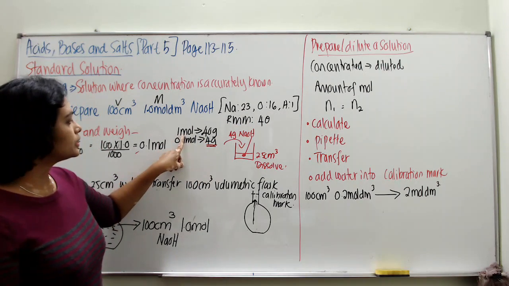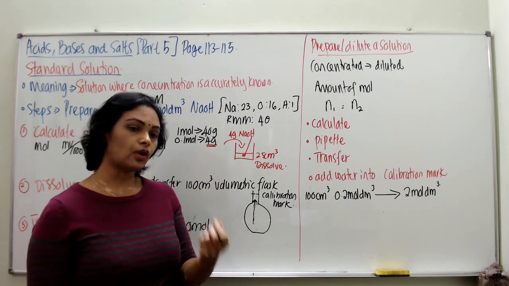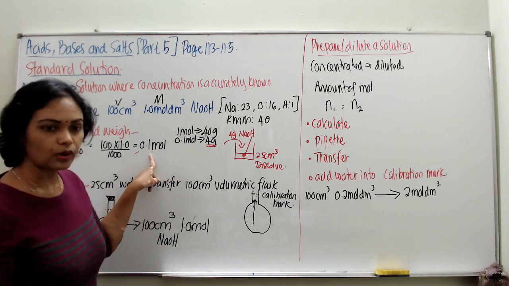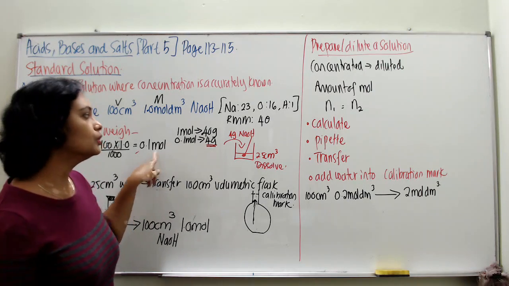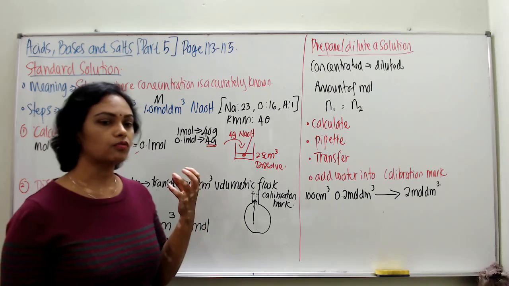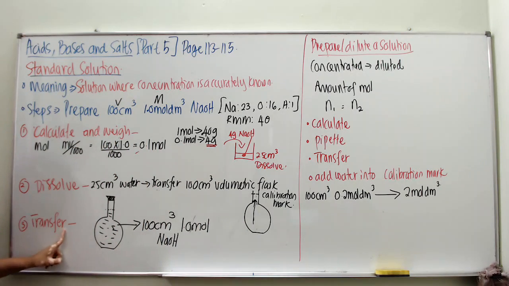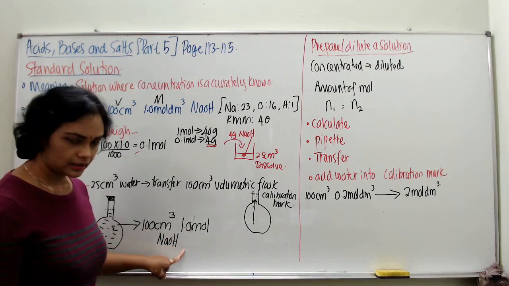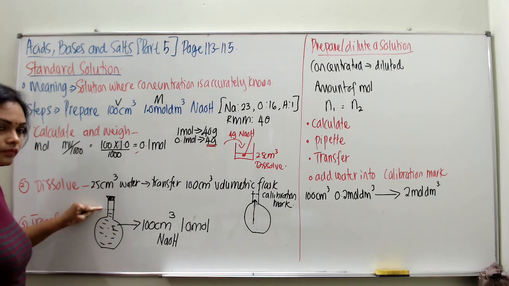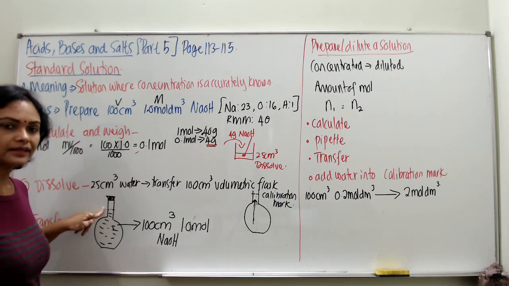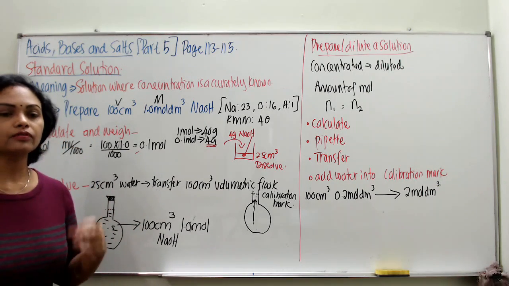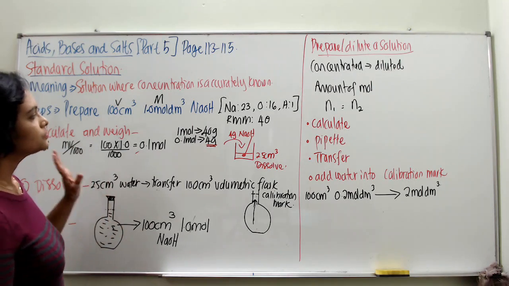So RMM, or molar mass, shows that in order for me to hit 1 mole, I must have 40 gram. But here I only need 0.1 mole. After calculating, I know I only need 0.1 mole. So I weigh 4 gram of sodium hydroxide, dissolve it in 25 cm³ of water, then transfer it to a 100 cm³ volumetric flask. Then I fill in the distilled water until it hits the calibration mark. When you hit the calibration mark, it shows that you have indeed reached 100 cm³ of solution. So this is how a standard solution is prepared.